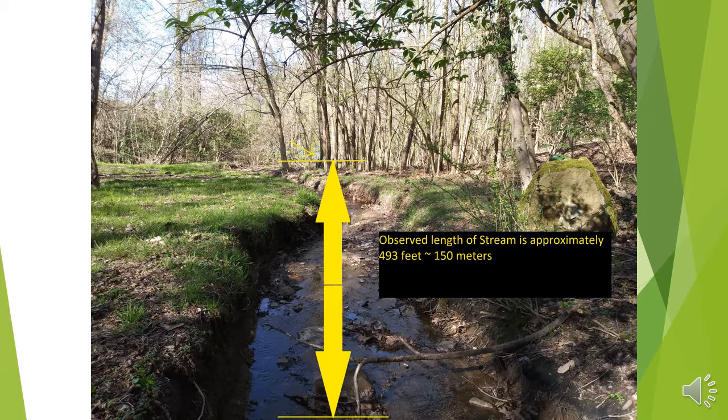This is, according to the Google Maps and Google Earth data, a visualization of the approximate length of the stream being about 493 feet, or more accurately 492.64, I believe, as shown in the previous images, which roughly estimates to about 150 meters.